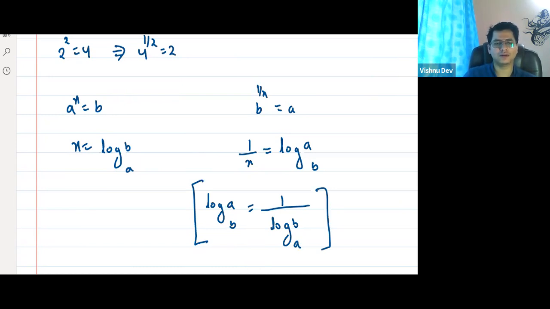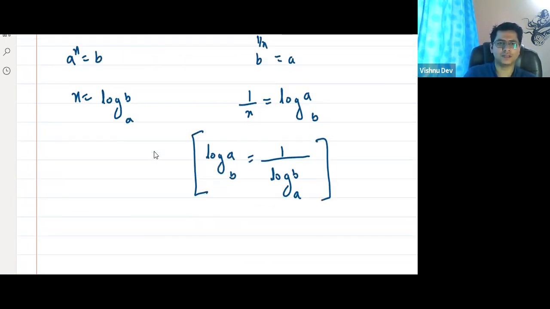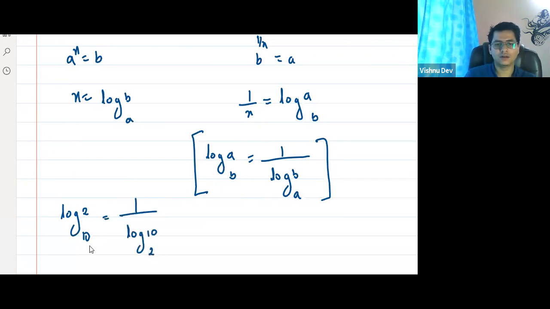Yes or no? I'll take one example. Log 2 base 10 is equal to 1 by log 10 base 2. This is an example. This is property 4. Okay, clear everyone? Anyone have any doubt in property 4?